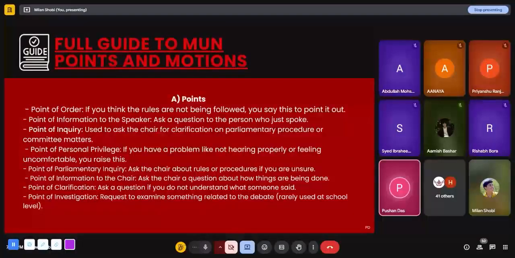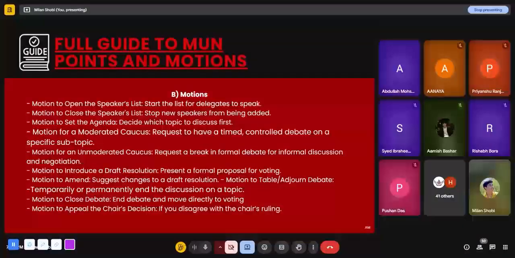Moving on, we have motions, and we have Abdullah speaking for it. Okay, so after understanding points, next comes motions. Think of motions as formal ways to suggest changes or actions in the committee. You don't just stand up and say something. You raise your placard and state a motion in a clear format. If enough delegates agree, it passes.